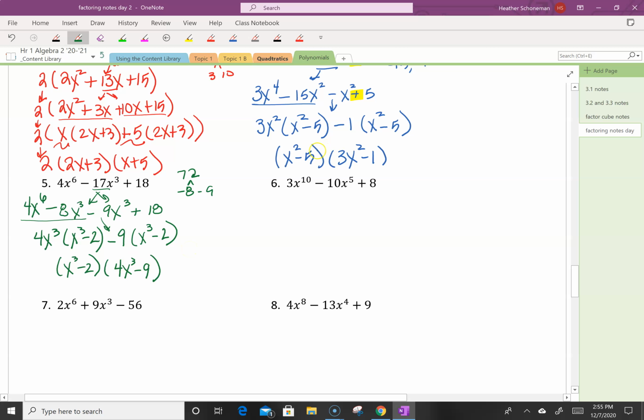Now because, and I should have checked this on the blue one, but I didn't, because they have an x cubed, I got to see if I can factor further, but I can't take the cube root of any of these numbers, so I'm going to stop.